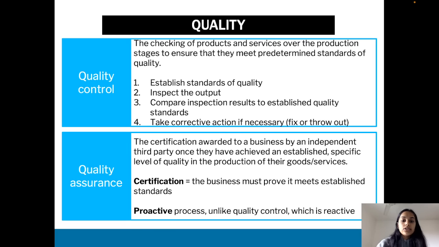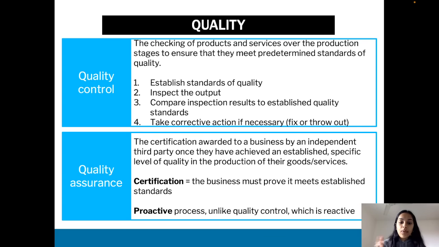And then we have quality assurance. This is where certification is awarded to a business by an independent third party once they've achieved a specific level of quality in the production of their goods or services. So if they have met that level of quality, they're going to be awarded a certification. And that certification basically proves that the business meets the established standards of the third party.